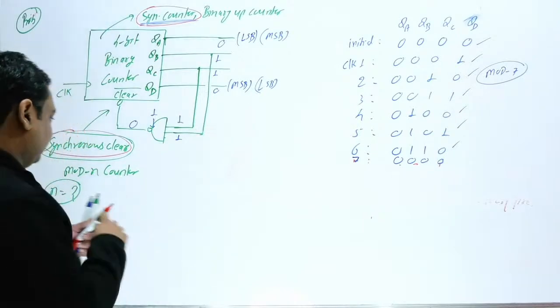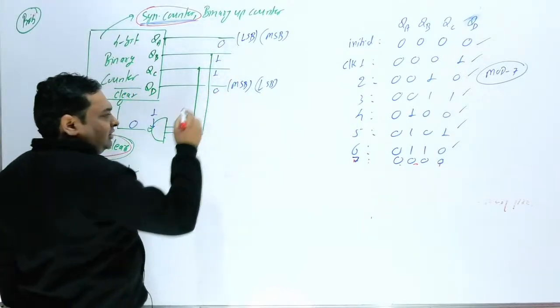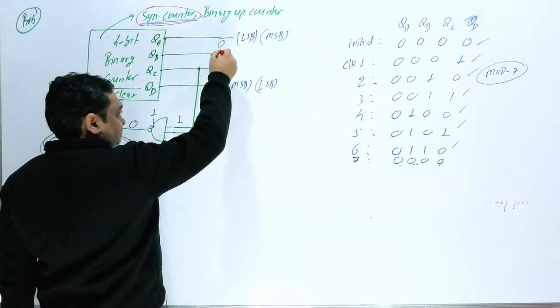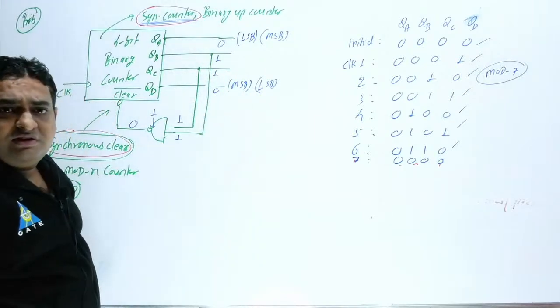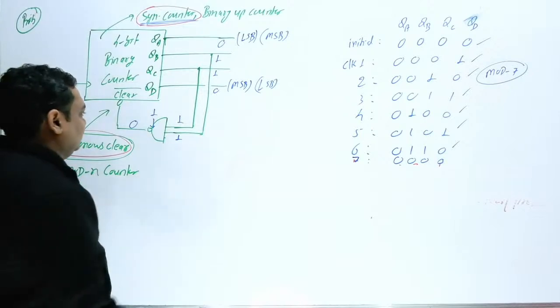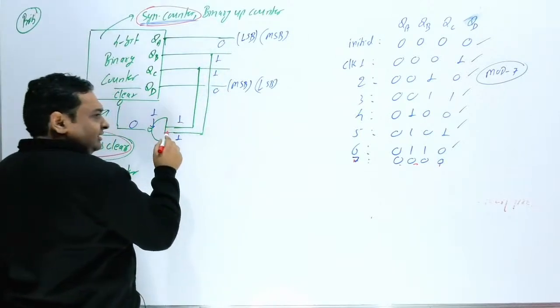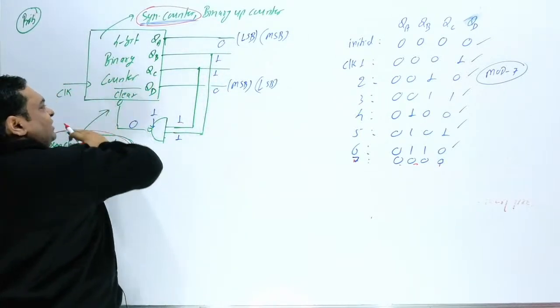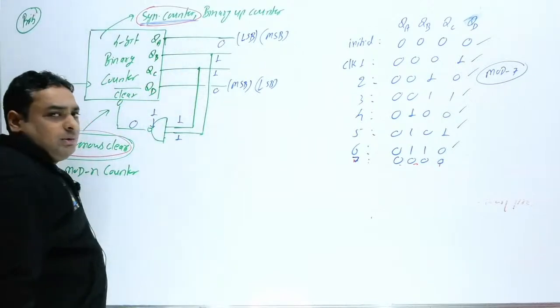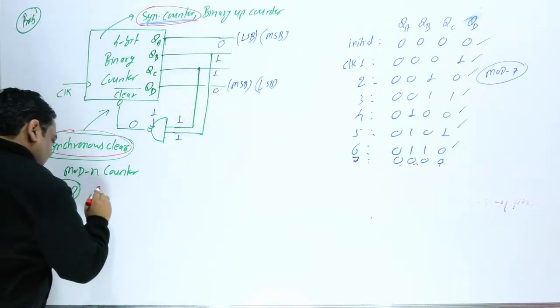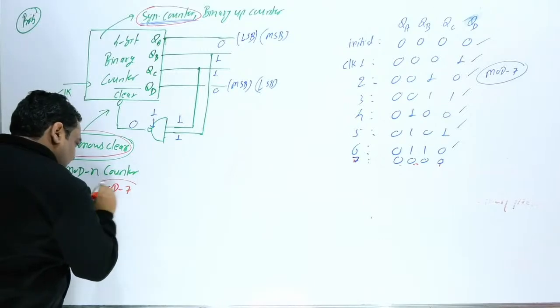So here the answer is mod 7. When you get here 0 1 1 0, which means 6, in the next clock when you apply, the output will be cleared. So your answer is mod 7.